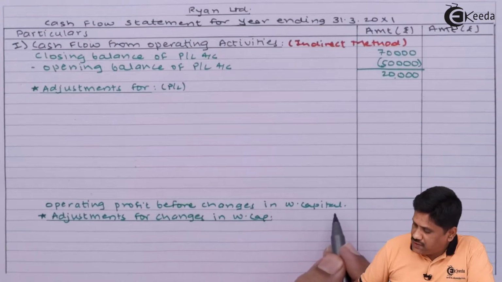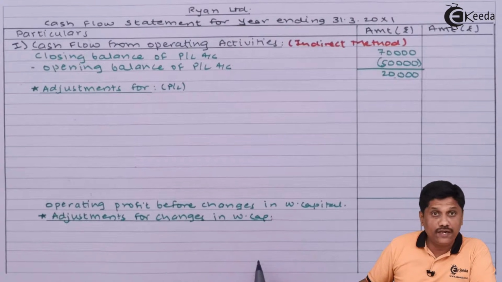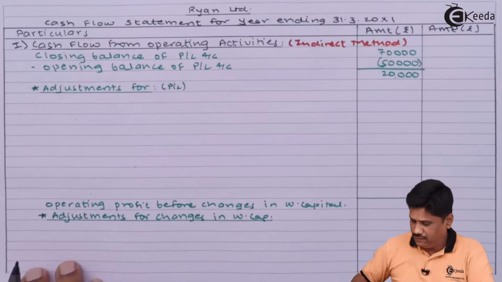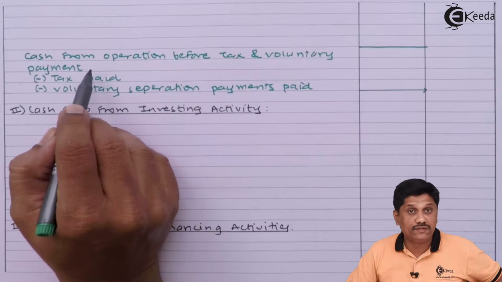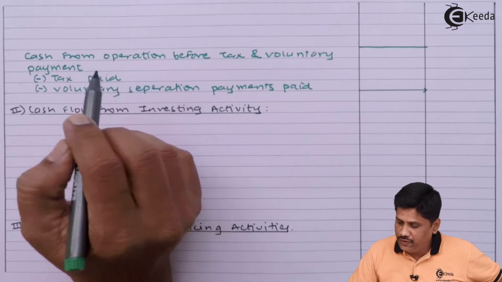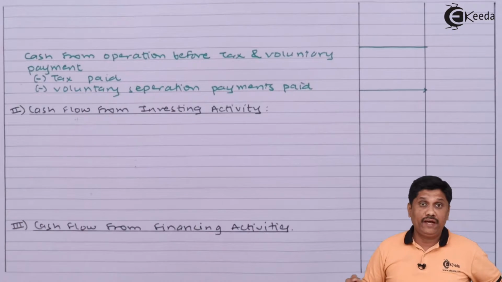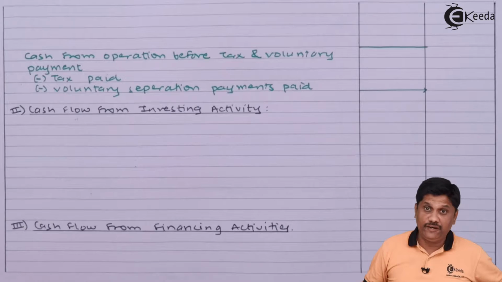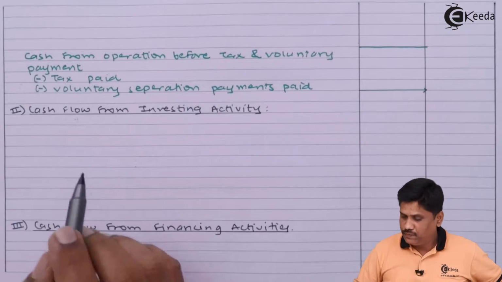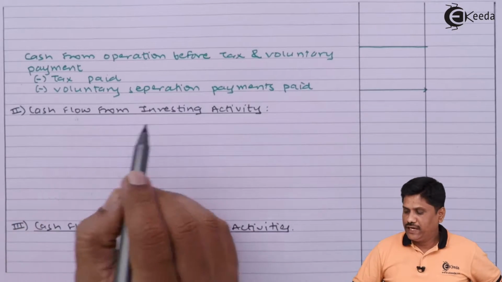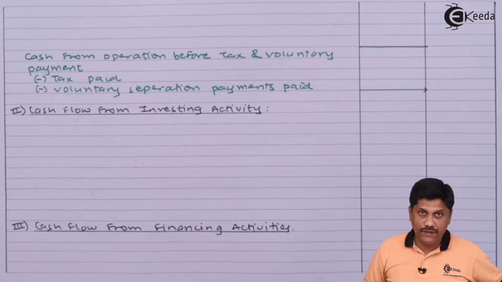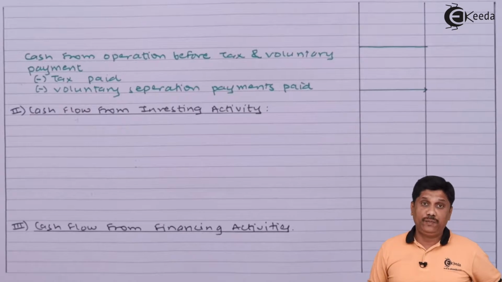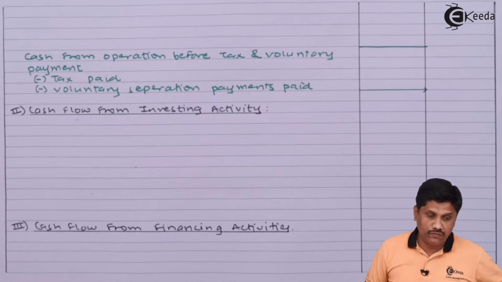Operating profit before changes in working capital. Then we will do the adjustment for changes in working capital. The resulting figure will be cash from operation before tax and voluntary separation payments. These are different payments, they are not operating costs. They are different things, so we will show them separately. Payment to them, cash flow from investing activity, cash flow from financing activity, we will show separately. Now we will go with the adjustments first and then we will go with the remaining amounts.